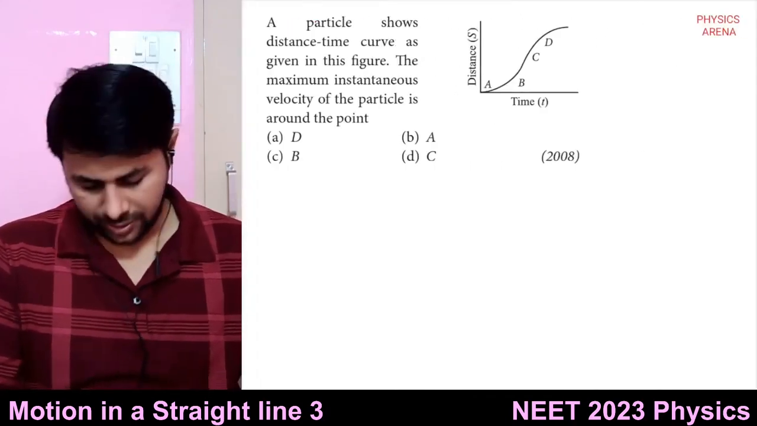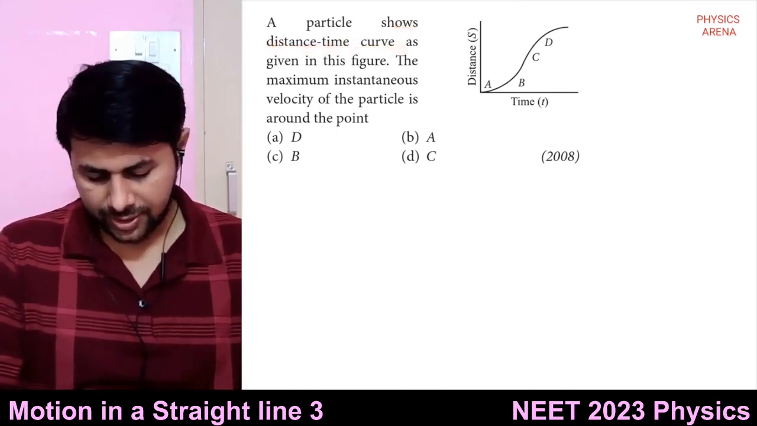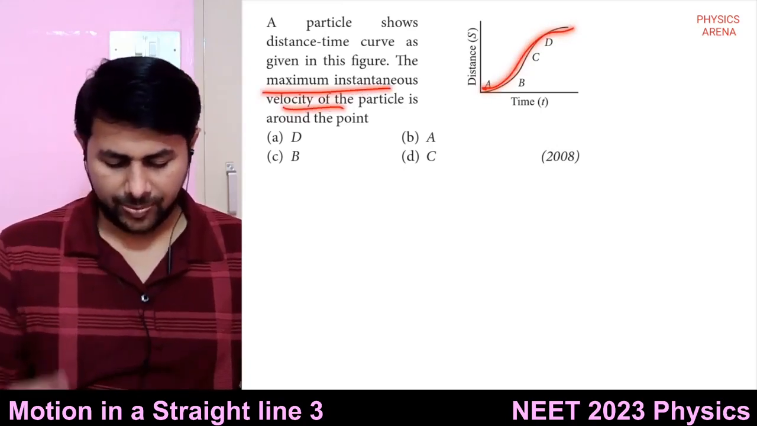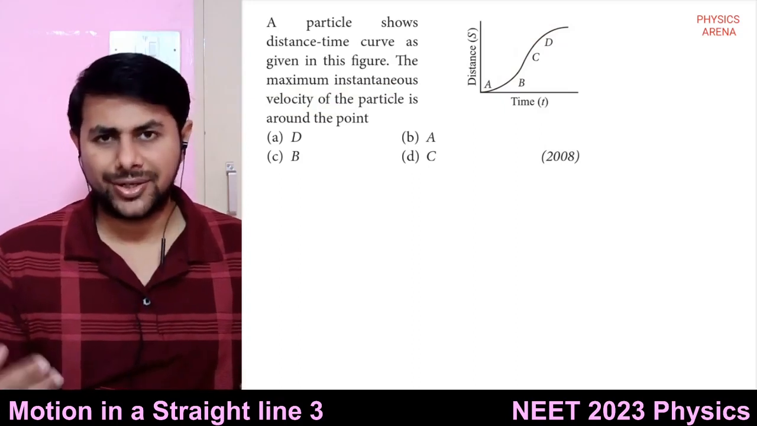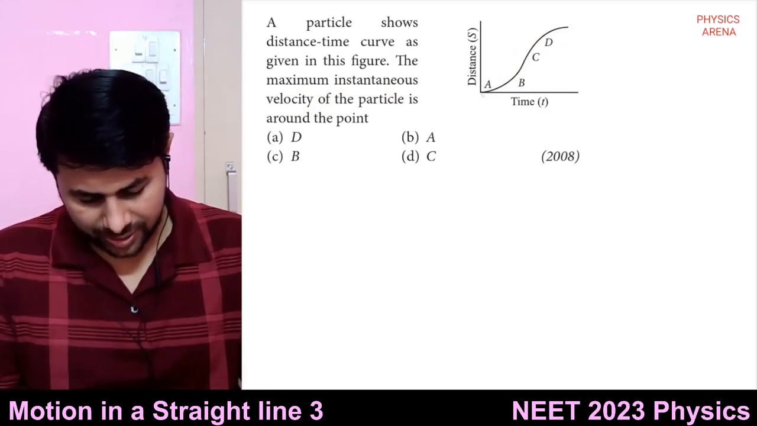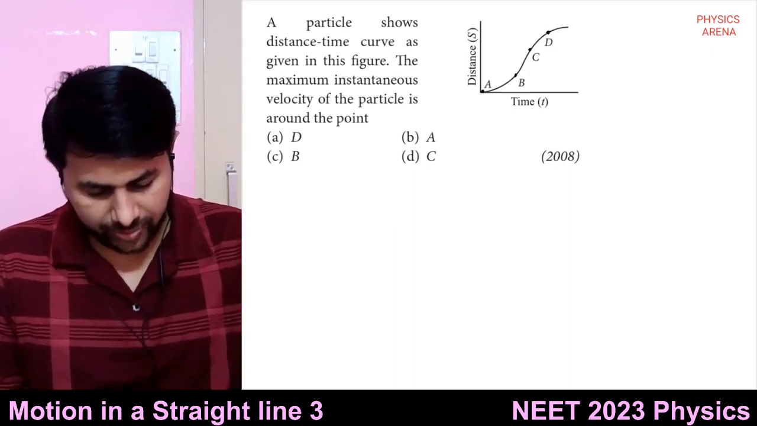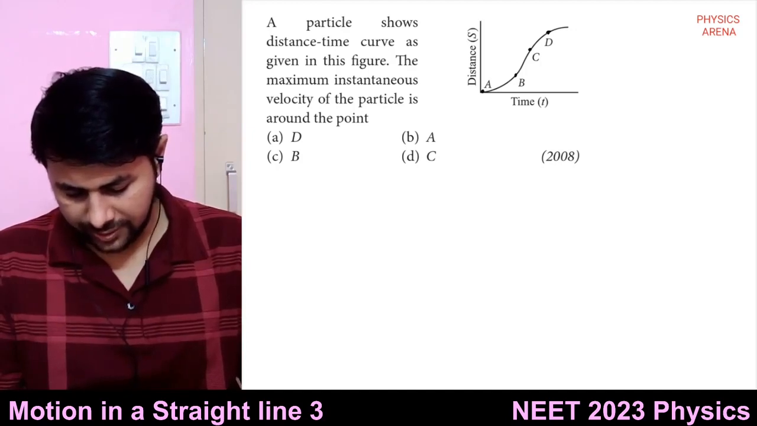Next question. A particle shows a distance time curve as given in this figure. The maximum instantaneous velocity of the particle is around which point? Again, let's draw tangents. Let's suppose these are the points 1, 2, 3, 4. Now let's draw tangents at these points.